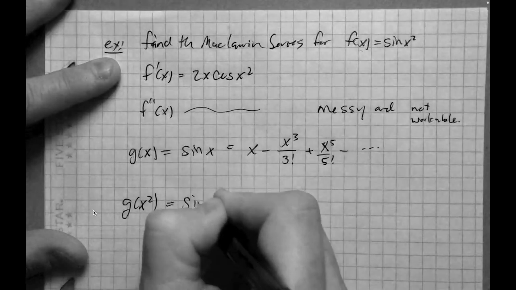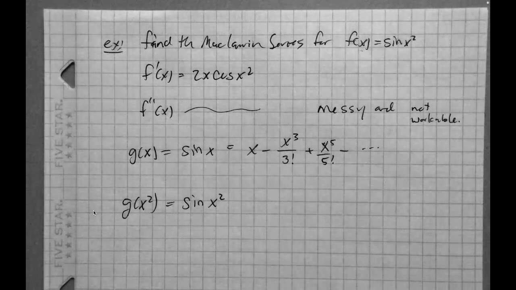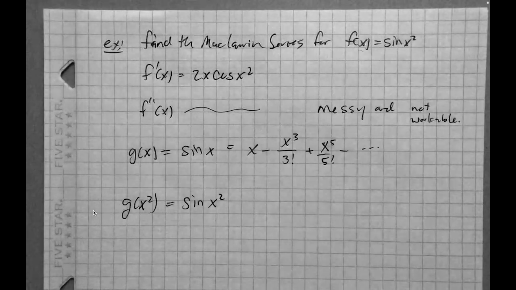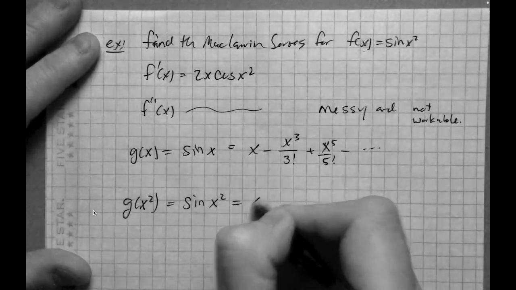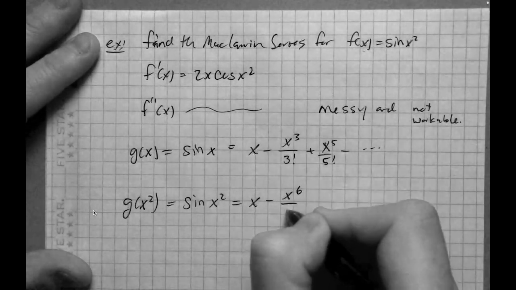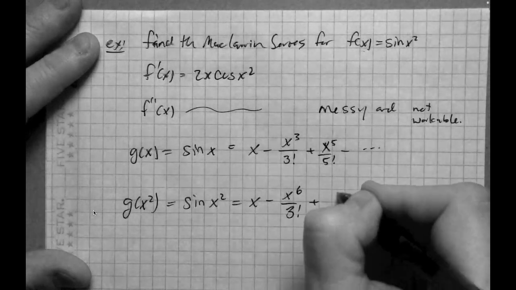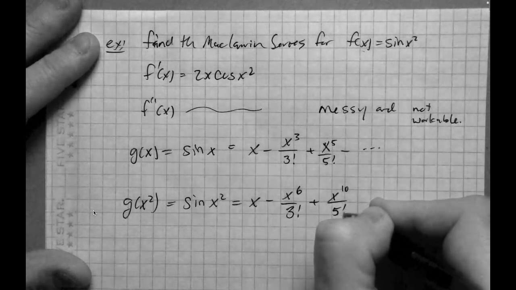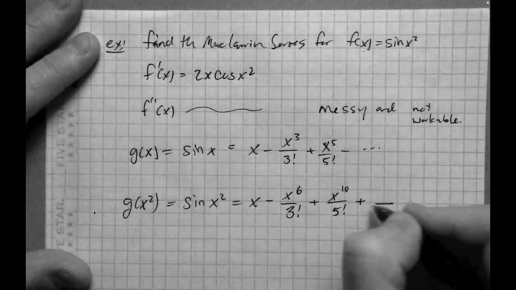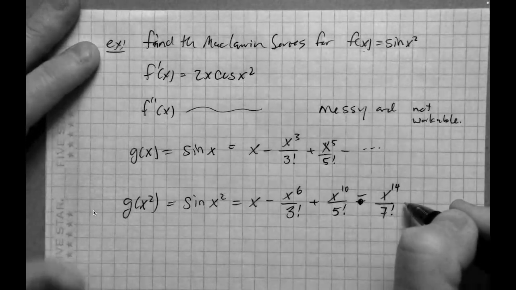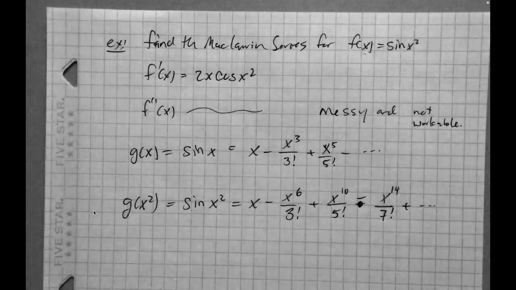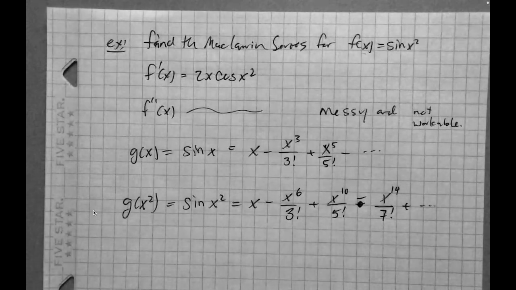g of x squared is equal to sine of x squared. And we saw what happens there. Previously we saw, from the properties of power series, that if we exponentiate the argument, it's just like multiplying. So we should get x minus x to the 6th over 3 factorial plus x to the 10th over 5 factorial minus, this would be x to the 14th over 7 factorial, plus and so on. So that's sine of x squared.